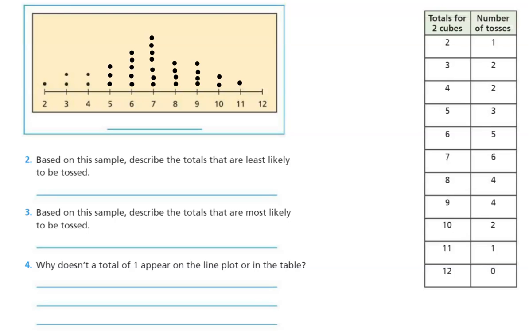So I've gone on to the next page. I already had done a little line plot already, so ours should look similar. And this says, based on this sample, describe the totals that are least likely to be tossed. That means if you had 2 dice and you were to do this 30 times on your own, what do you think you would possibly never even land on, based on this frequency table or this line plot? And that to me looks like it's going to be 12. So 12 is the one that they never landed on in their example. So 12 is likely not to be tossed.